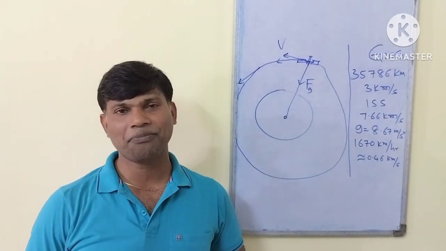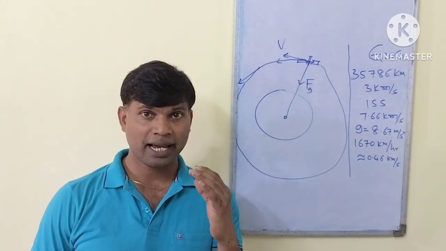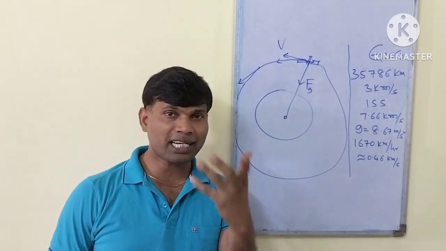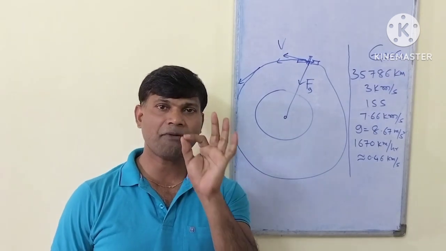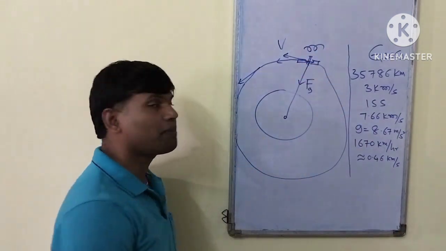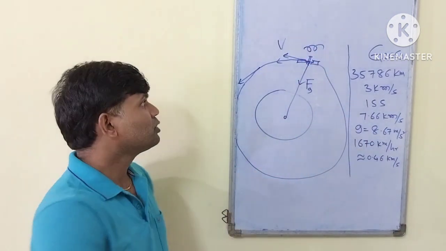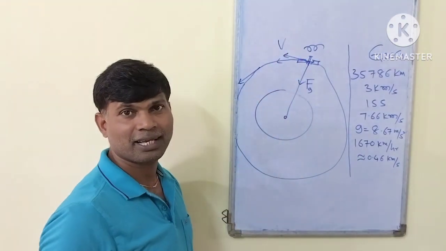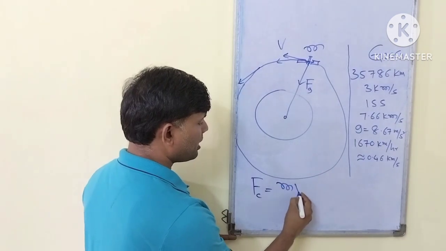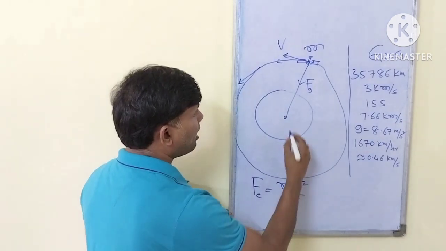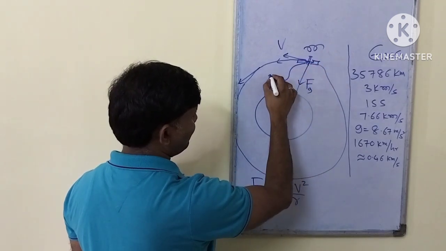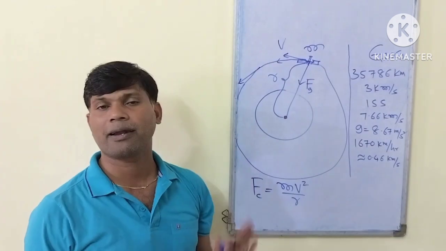Now we will equate the gravitational attraction force on the International Space Station to the centripetal force. Centripetal force formula, you know, mv square by r. Suppose the mass of the International Space Station is m, moving with a speed v. Centripetal force Fc is equal to mv square by r. R is the distance of the International Space Station from the center of the Earth to here.